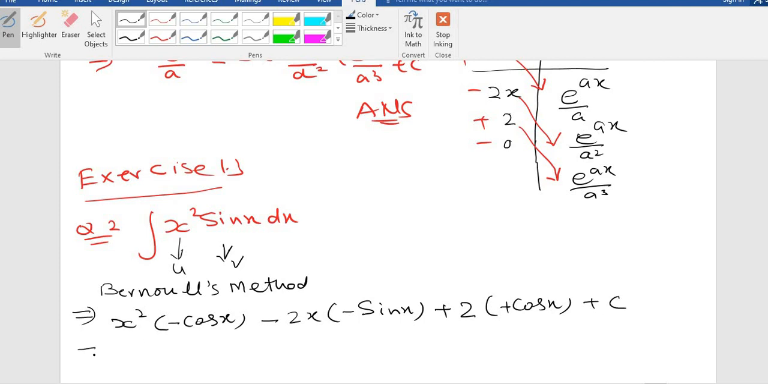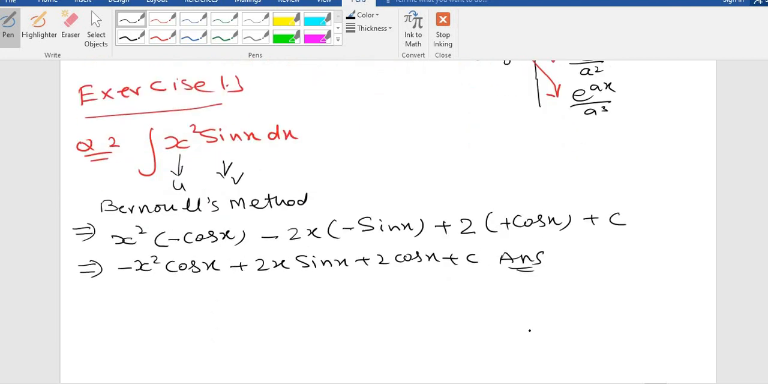Now simplify it. So it becomes minus x square cosine of x, minus multiplied by minus is plus 2x sin x, plus 2 cosine of x plus c. This is the answer by using Bernoulli's method. Now parallelly, if you want to use the Euler method, then I am going to write here Euler.